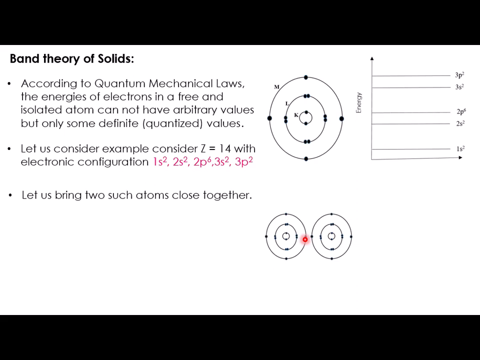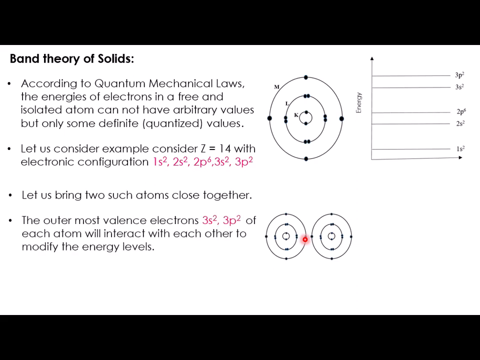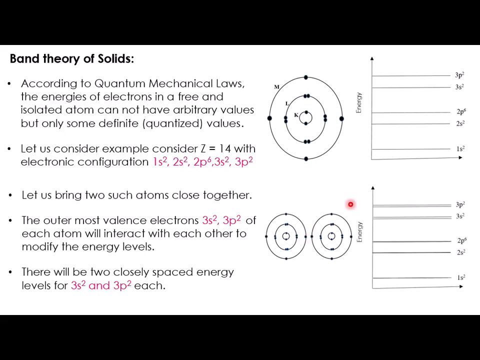As a result, the outermost valence electrons 3s2 and 3p2 of each atom will interact with each other to modify the energy levels, and there will be two closely spaced energy levels for 3s2 and two closely spaced energy levels for 3p2. The energy level diagram will look somewhat like this. Here you can see that 3s2 has two closely spaced energy levels and 3p2 also has two closely spaced energy levels.